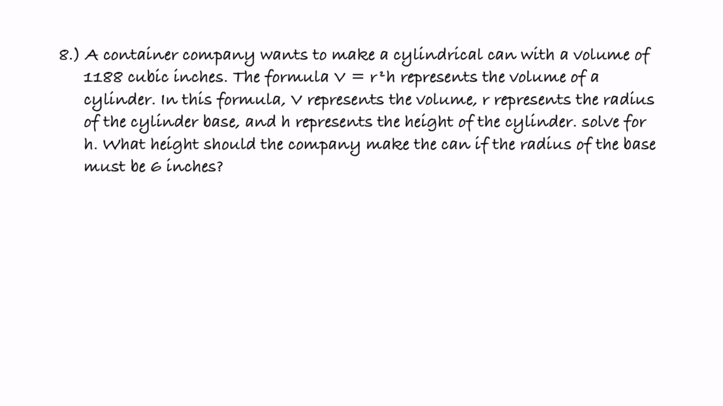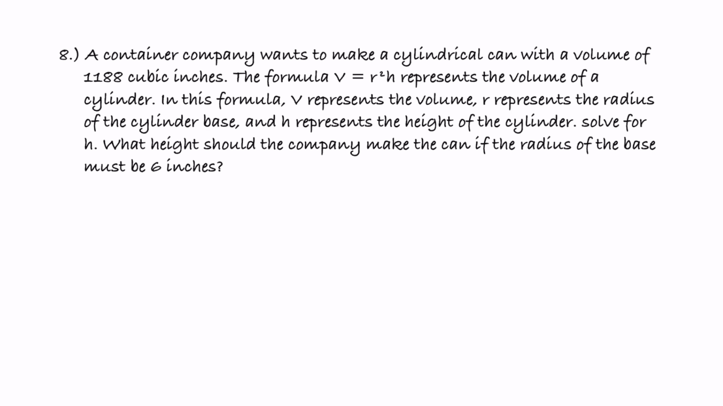Okay, question 8. The container company wants to make a cylindrical can with a volume of 1,188 cubic inches. The formula V equals pi r squared h represents the volume of a cylinder. In this formula, V represents the volume, r represents the radius of the cylinder's base, and h represents the height of the cylinder. Solve for h and then answer what height should the company make the can if the radius of the base must be 6 inches.